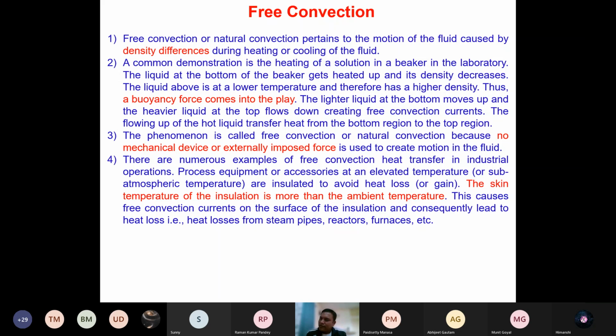Okay, is it clear? Yes, sir. All right, so some examples given here are the heat losses from steam pipes, reactors, furnaces, etc.